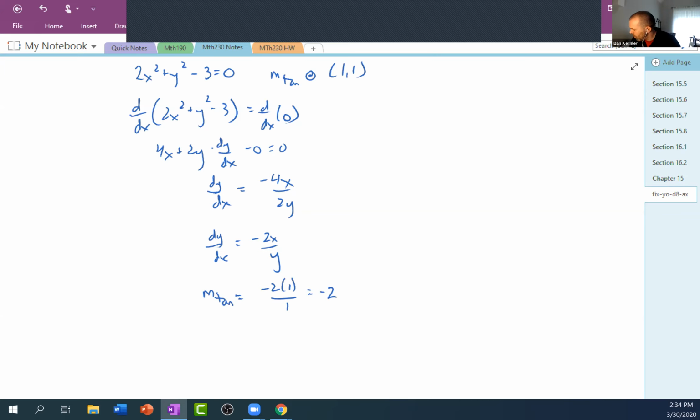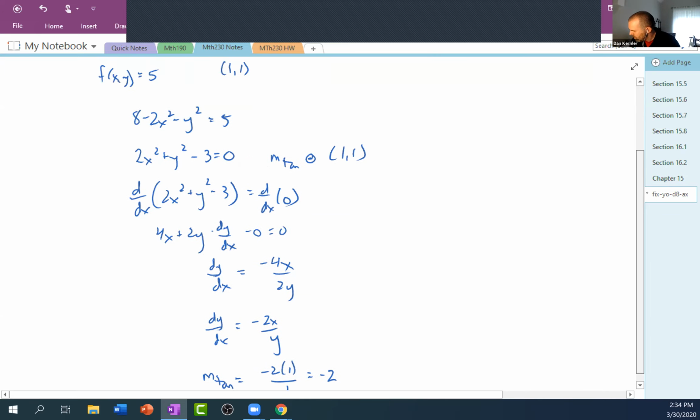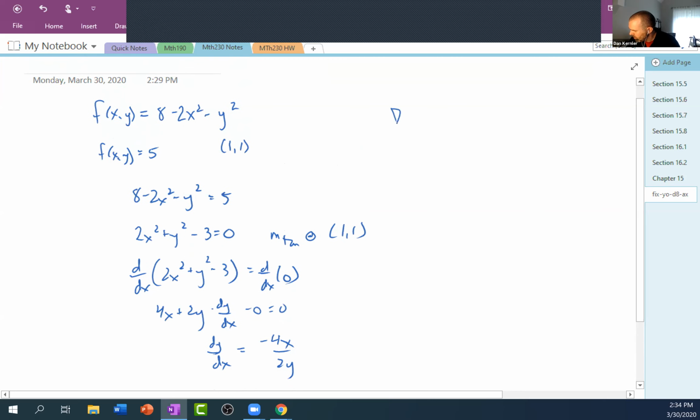We'll see. So let's go back up to our function. The gradient, that's the two partials, right? So the gradient will be, let's see, derivative with respect to x, negative 4x, derivative with respect to y, negative 2y, and we want to evaluate, whoops, that's a vector, evaluate that at 1, 1. Okay, so we get the vector negative 4, negative 2.